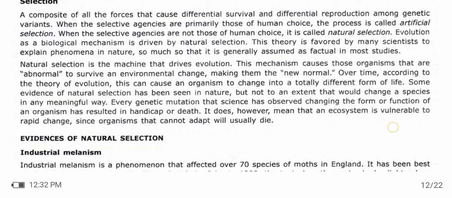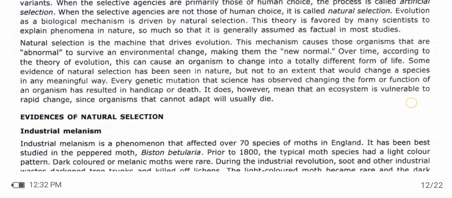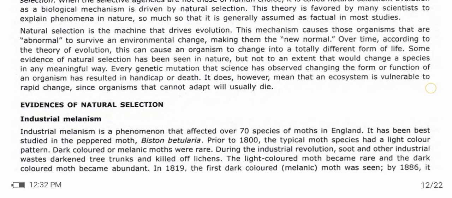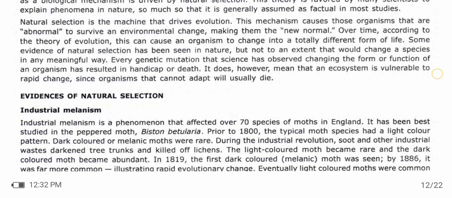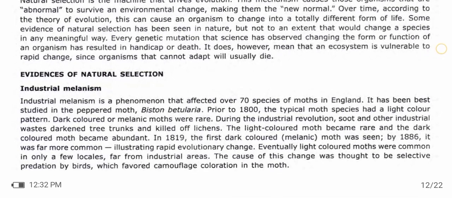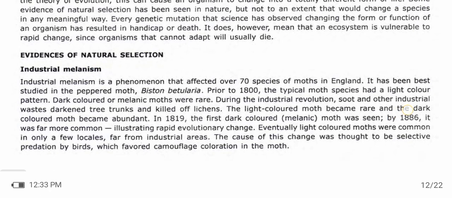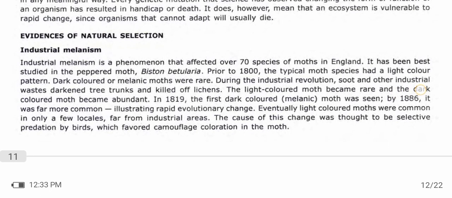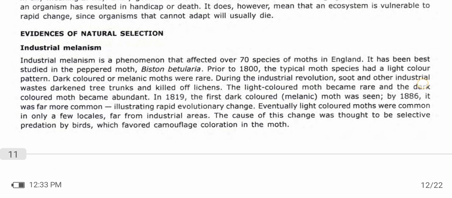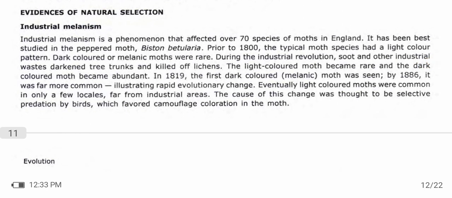Some evidence of natural selection has been seen in nature, but not to an extent that would change a species. An organism that cannot adapt results in a handicap or death. It does, however, mean that an ecosystem is vulnerable to rapid change, since organisms that cannot adapt will usually die. Then, evidence of natural selection.